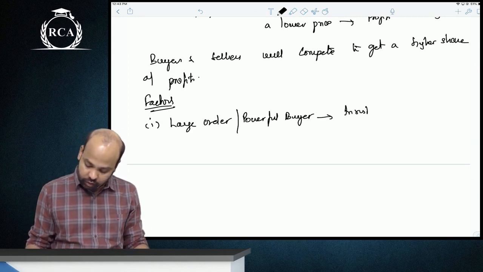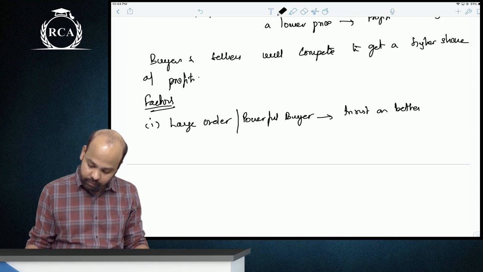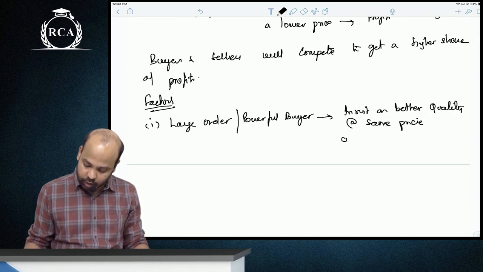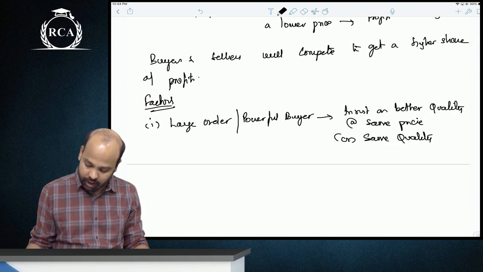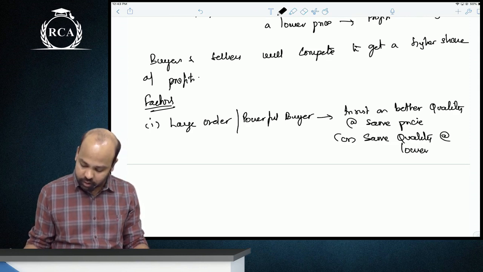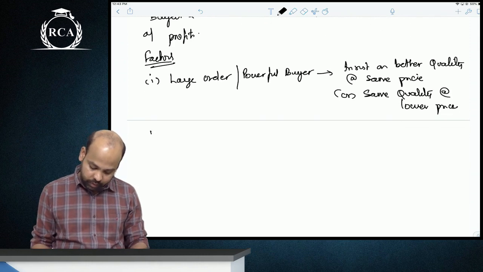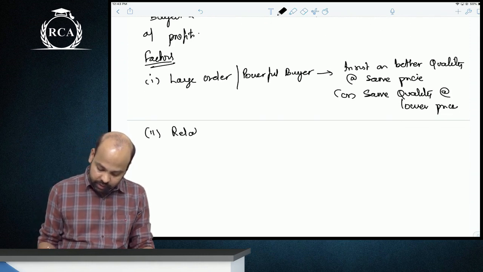will insist on better quality at the same price, or same quality at a lower price. Whatever it is, this would in turn affect the relative size of parties.